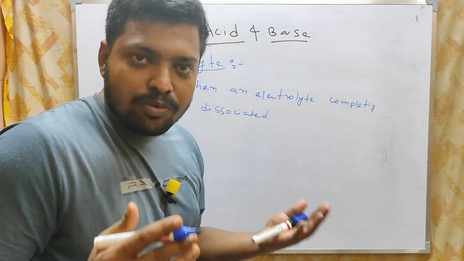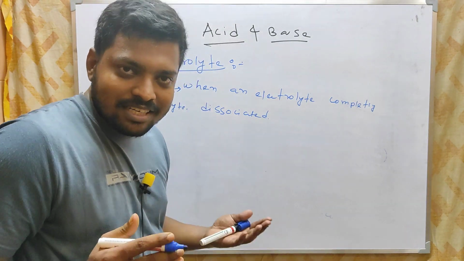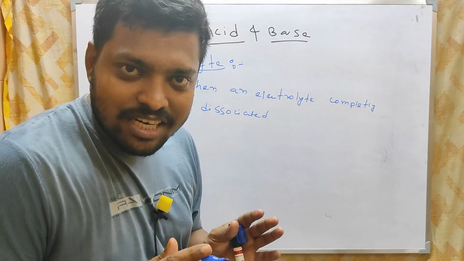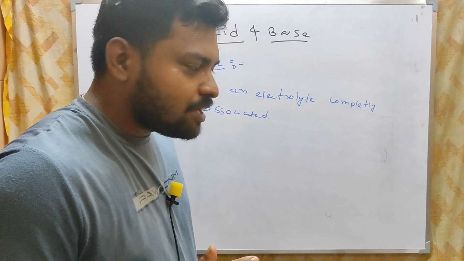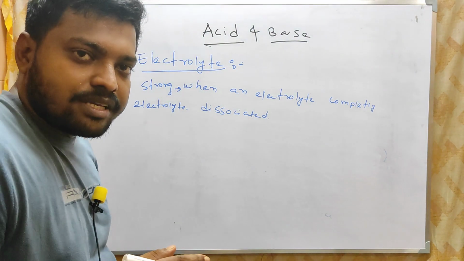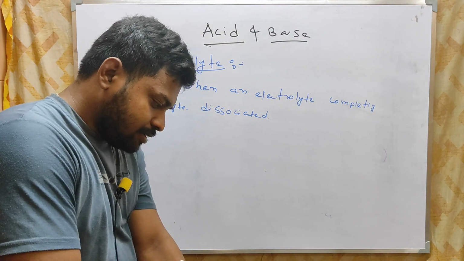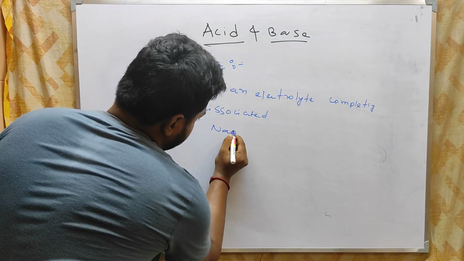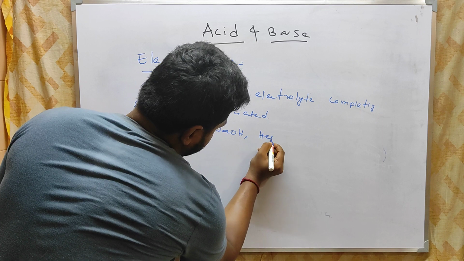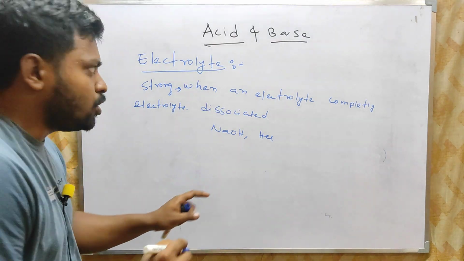What are examples of strong electrolyte and weak electrolyte? Strong acids and strong bases completely dissociate, so they are examples of strong electrolytes, that is NaOH and HCl.